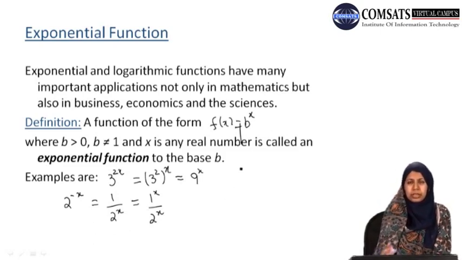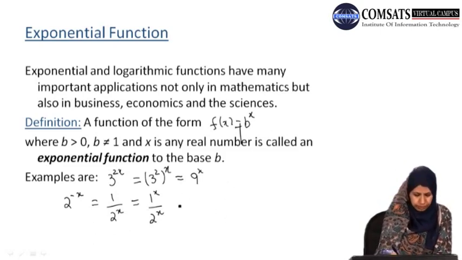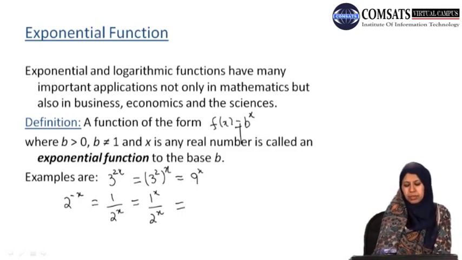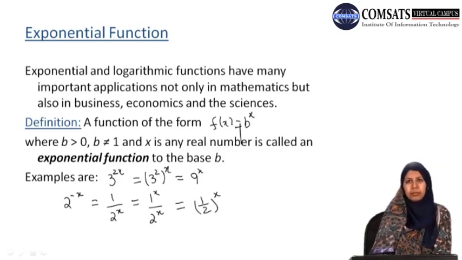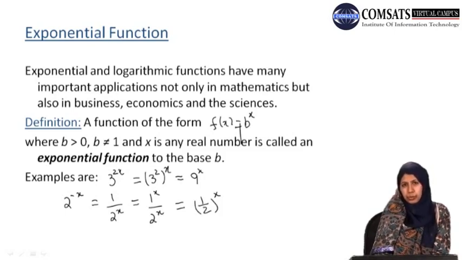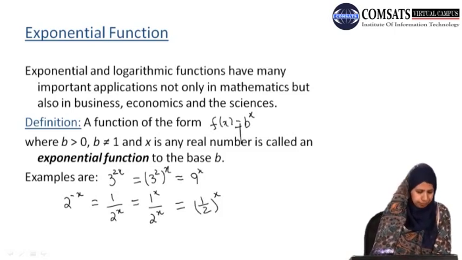because 1 to any variable power is the same as 1. And now we use the property of quotients, that either we take the power first and then the ratio, or we take the ratio first and then the power. So 2 to the power minus x is an exponential function with base 1 by 2 and power x. And definitely 1 by 2 is positive and different from 1.